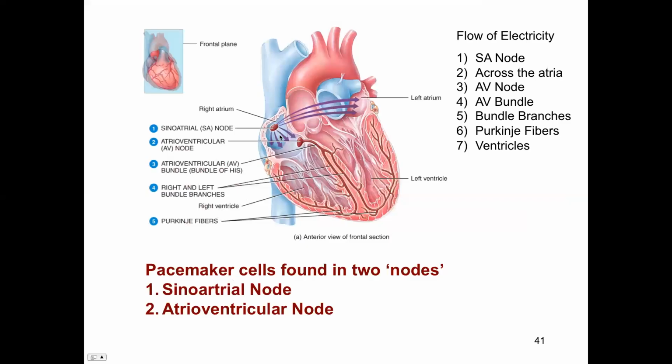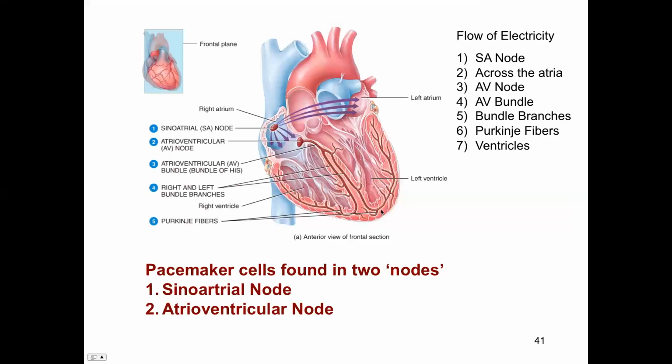So how do we get that electrical impulse down to the apex? Well, what we have then is a flow of electricity through the AV node. It goes down this little thing called the AV bundle, all right? And then it's going to branch because we've got two ventricles, right? So it's going to branch, okay? And these are called the bundle branches. And then eventually it's going to come to the apex.